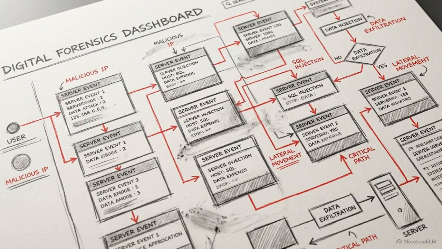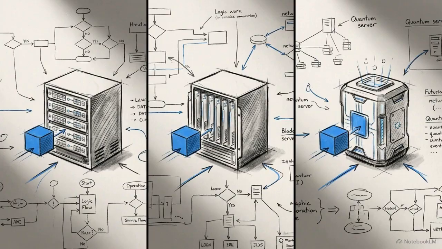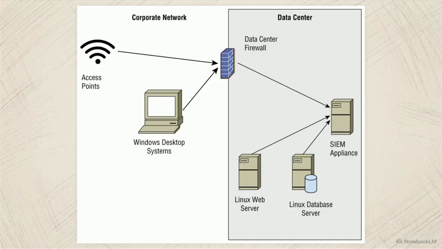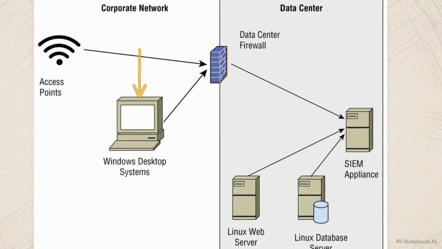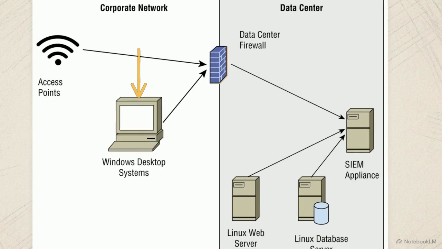For the SIEM appliance to piece together that lateral movement, the underlying endpoints involved in the chain must rely on standardized telemetry mechanisms. In this environment, wireless access points and Linux servers stream event data using syslog, but Windows desktops do not. Administrators must deploy group policy to standardize and forward Windows event logs directly to the SIEM.